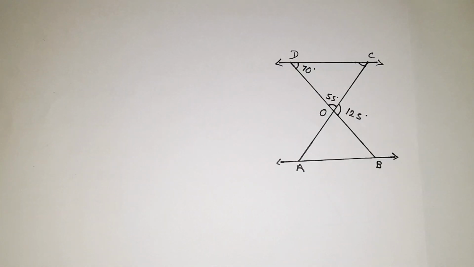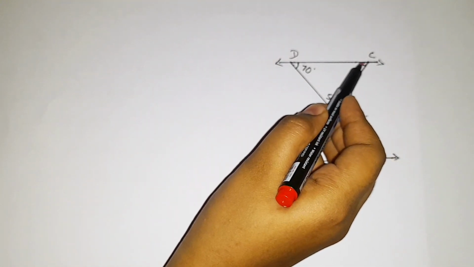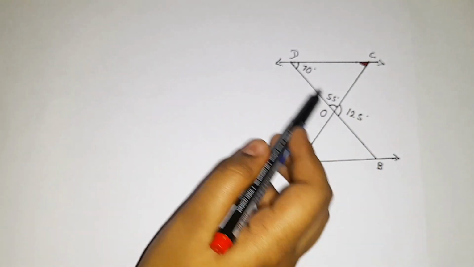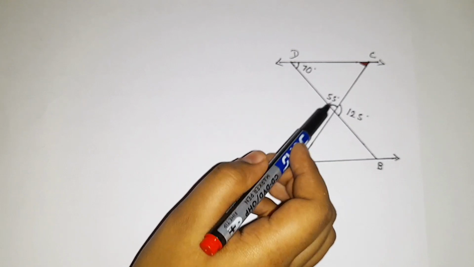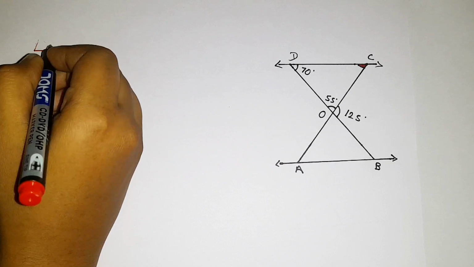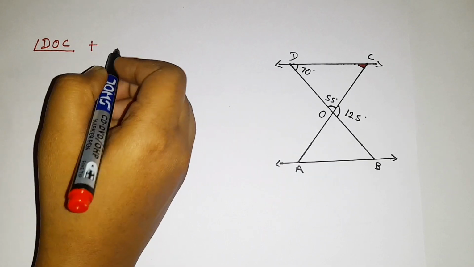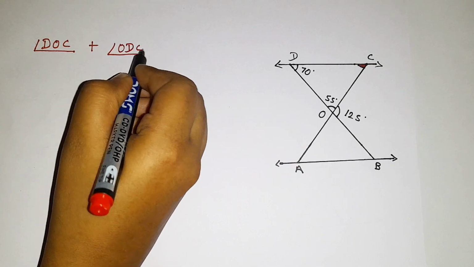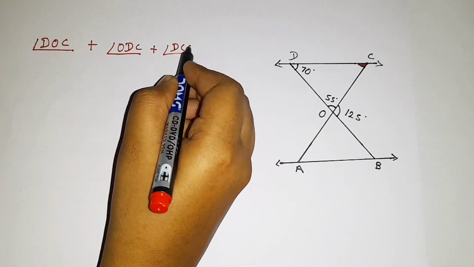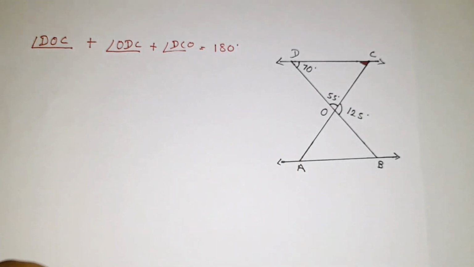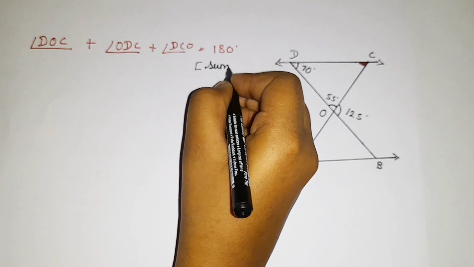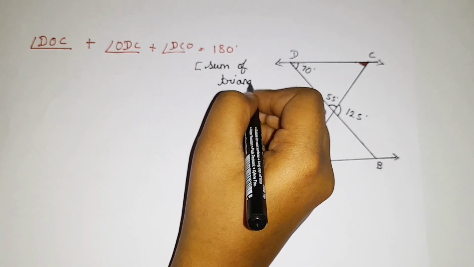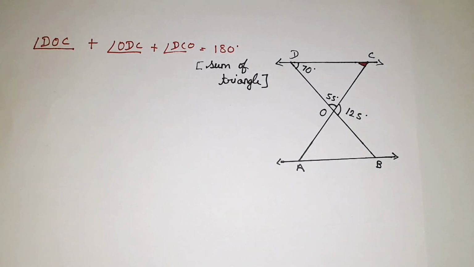Alright guys, now we are going to find this value. How to find that? I already told you guys. I am going to add these two values. Let us write, we don't need the triangle, we can just take the angle. So angle DOC plus angle ODC plus angle DCO is equal to 180 degrees. Why is it 180 degrees? Because the sum of angles of a triangle is 180 degrees. Okay, alright guys, that's why I took 180 degrees.